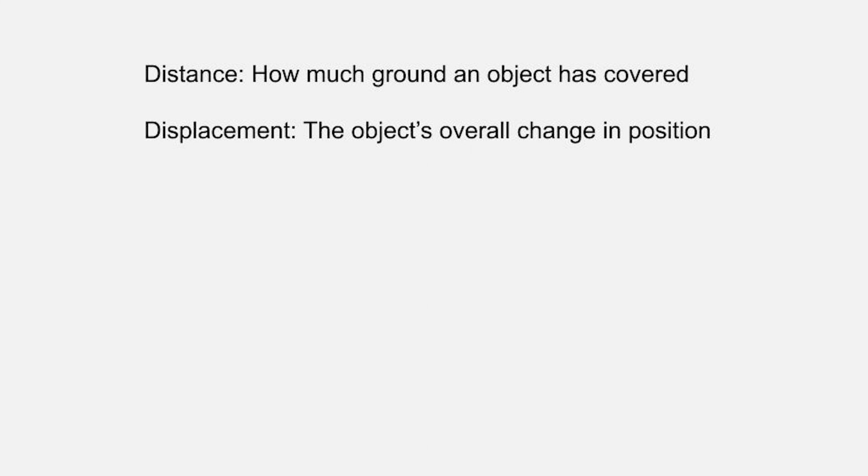Like if you run 5 miles one direction and turn around and run 5 miles backwards, you ran 10 miles. Whereas with displacement being the overall change of position, if you run 5 miles forward and 5 miles backwards, right back to where you started, the displacement is going to be 0 because your position at the end is no different from your position at the beginning.